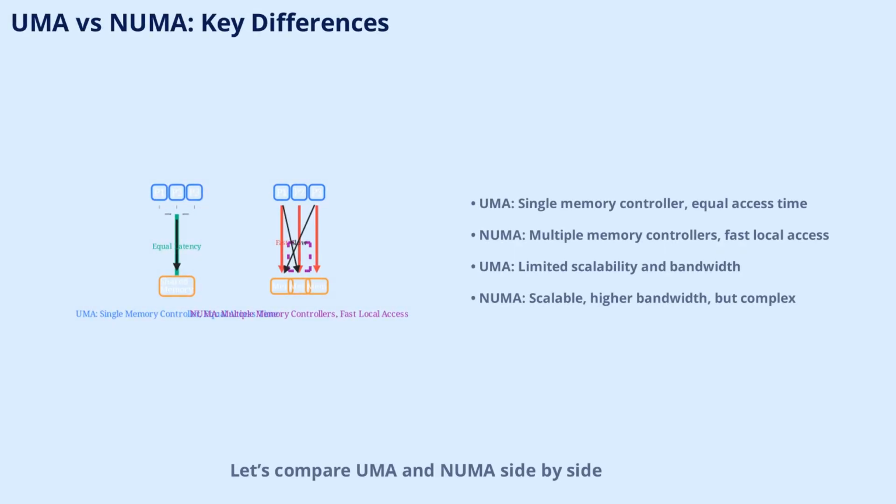Let's compare UMA and NUMA side by side. UMA uses a single memory controller and provides equal access time to all memory locations, but struggles with scalability and bandwidth. NUMA, on the other hand, uses multiple memory controllers and provides faster access to local memory, supporting better scalability and higher bandwidth. However, NUMA systems are more complex and can experience performance variability depending on how memory is accessed. The choice between UMA and NUMA depends on the specific needs of the application and system size.